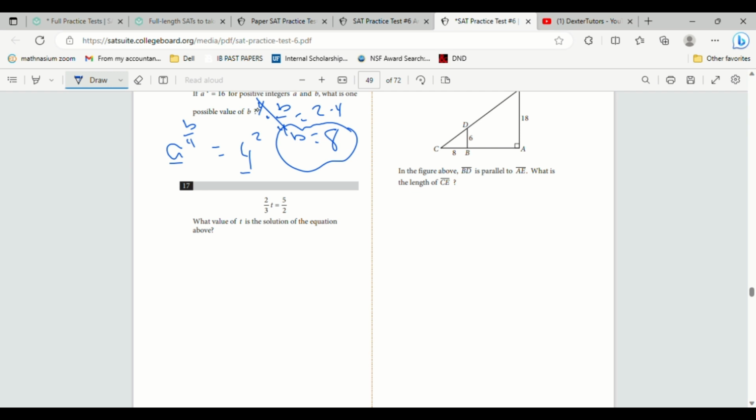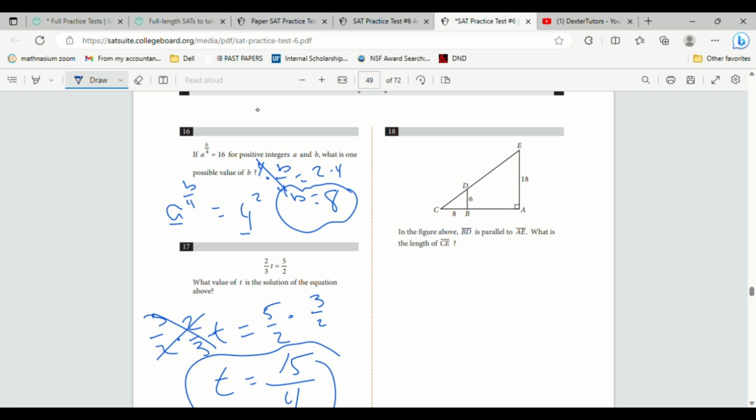Number 17, what value of t is the solution of the equation above? We have 2 over 3 t equals 5 over 2, multiplied by the reciprocal. So t equals 5 times 3, which is 15, divided by 2 times 2, which is 4. So t is 15 over 4.